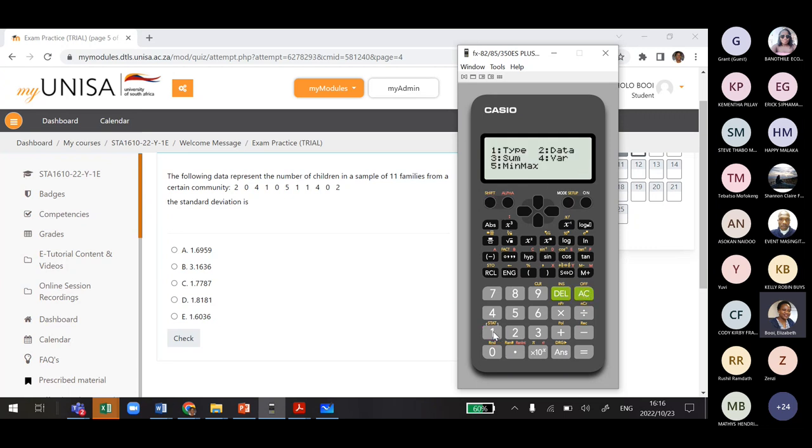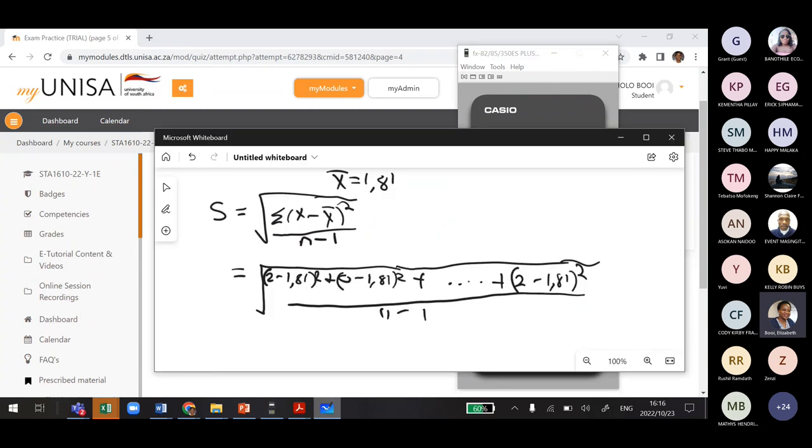So let's go to the one that we want. So it's the var, which is 4. And we're looking for the standard deviation. This is the population standard deviation. This is the sample size. So we're interested in the sample standard deviation. You need to be very careful. Sample standard deviation and population standard deviation can look almost similar.